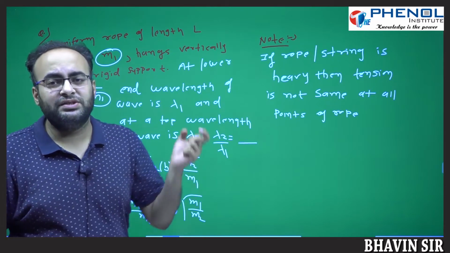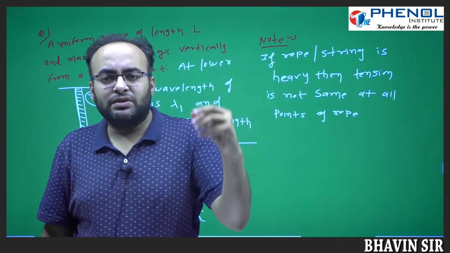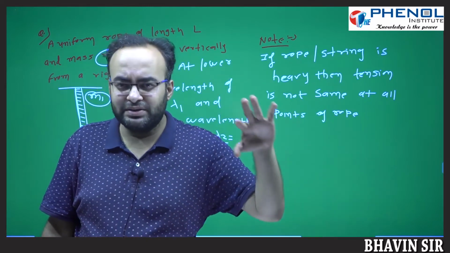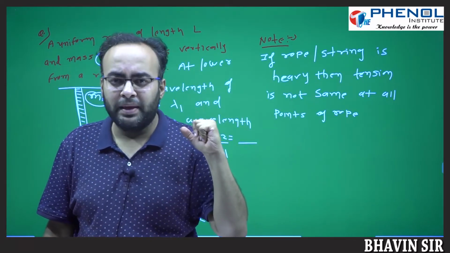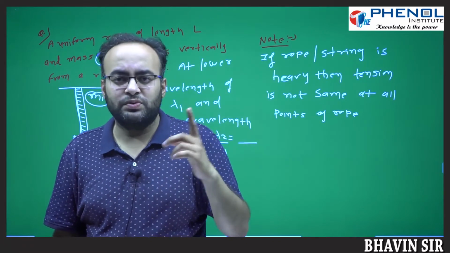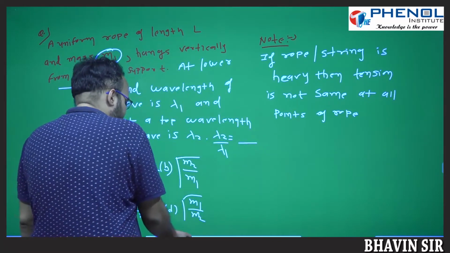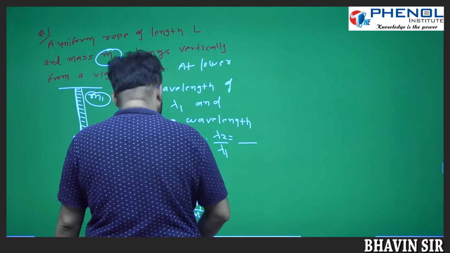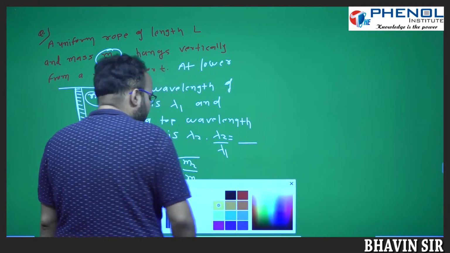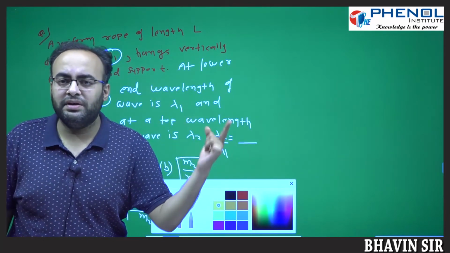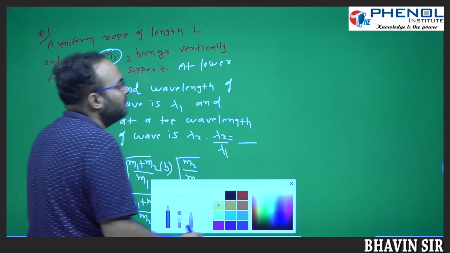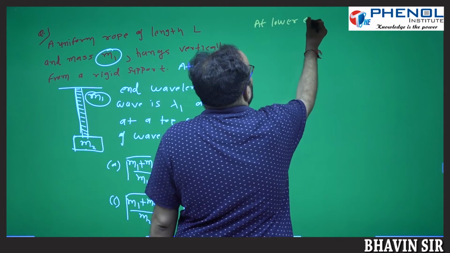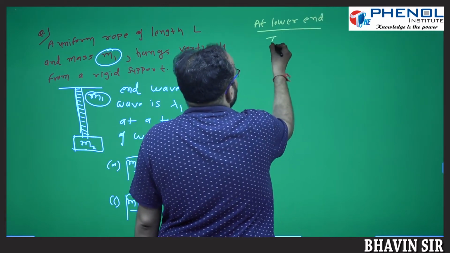That's why, if tension is not the same, then V is equal to under root T by mu. Tension not the same, then speed not the same. If speed is not the same, then wavelength is not the same. Now how to find this wavelength, students? First of all, find the tension at the lower and upper end. So at the lower end, what is the tension?